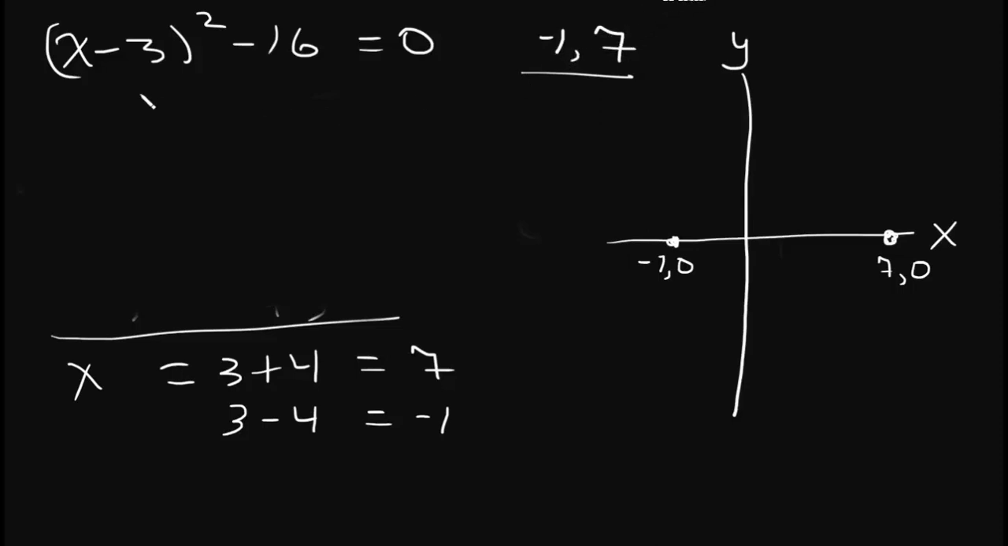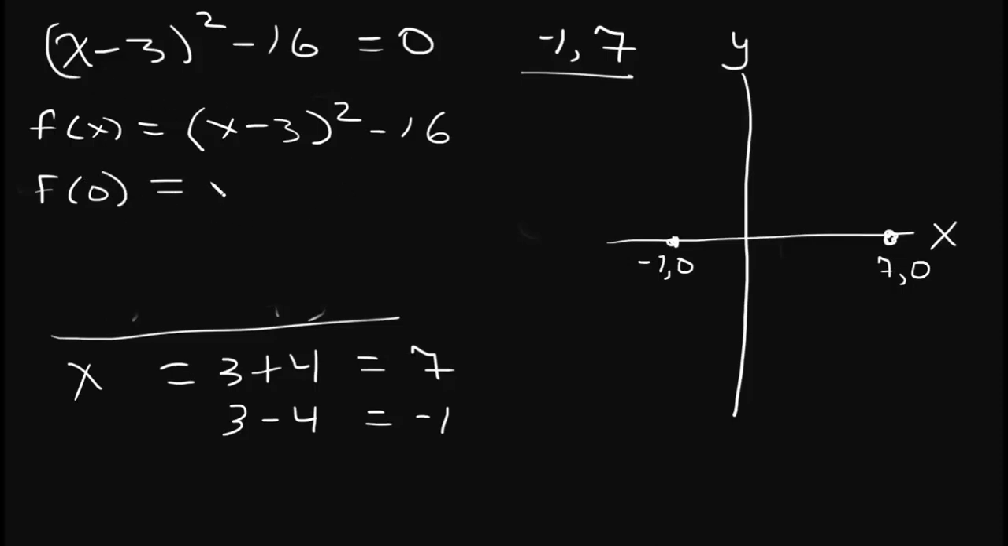Let's see what other information we can get from this equation. What would be the value of the equation if we were right on the y-axis? If we were at the point where x is 0, because where x is 0, that's where x meets the y-axis. So let's write it out in function form so we can see that even more clearly. If f at x is equal to x minus 3 squared minus 16, if we set x equal to 0, then our equation would be worth this.